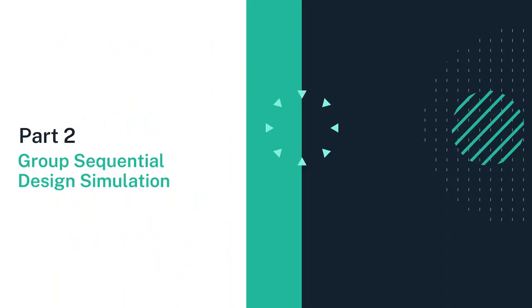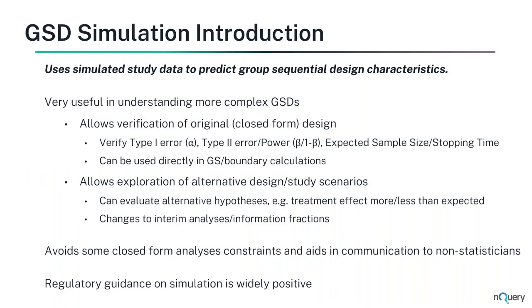Okay, so now let's move on to our second part of this presentation, which is to go into simulation for group sequential design characteristics. So essentially, it's very simple. All you're doing is using simulated study data to predict group sequential design characteristics. So this is obviously very useful, as you can imagine, especially in understanding more complex group sequential designs.